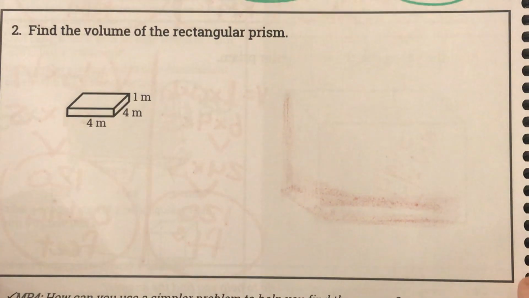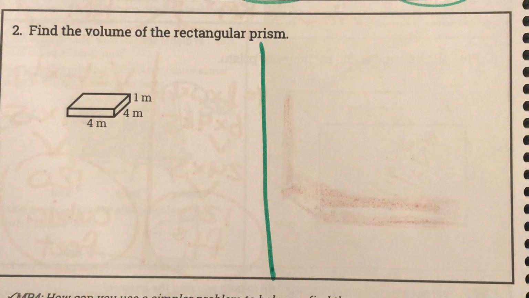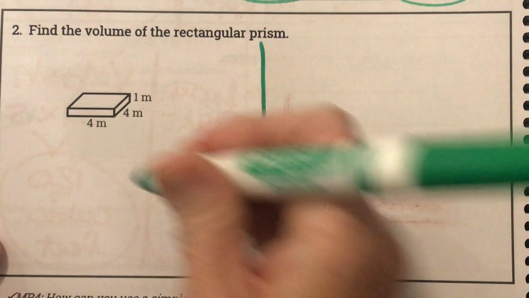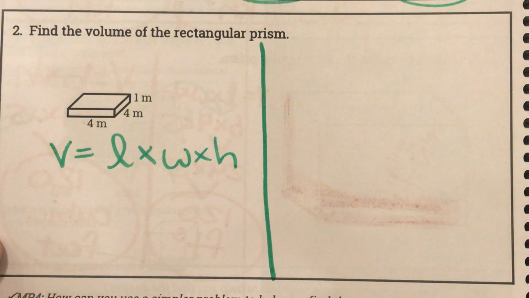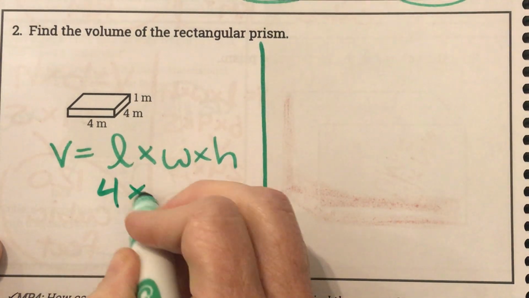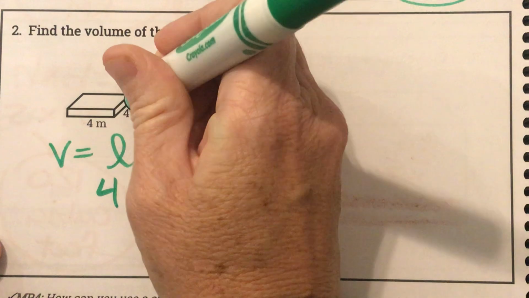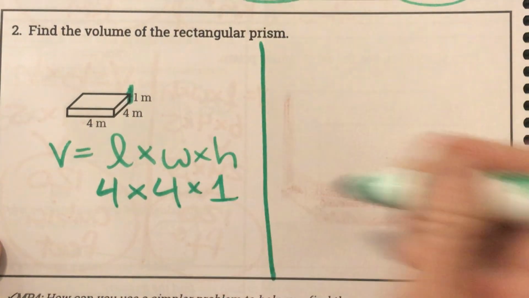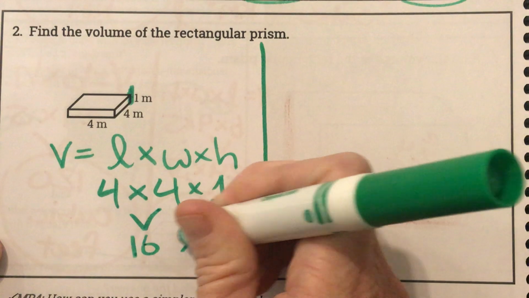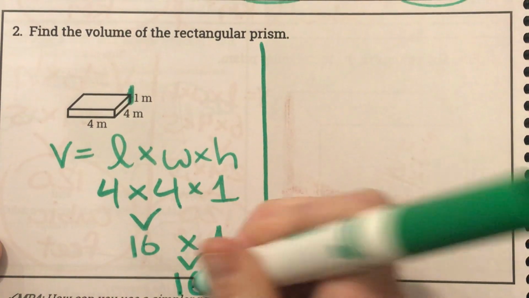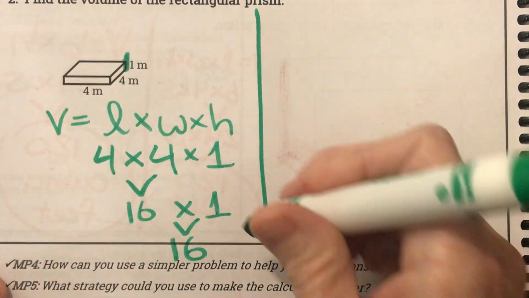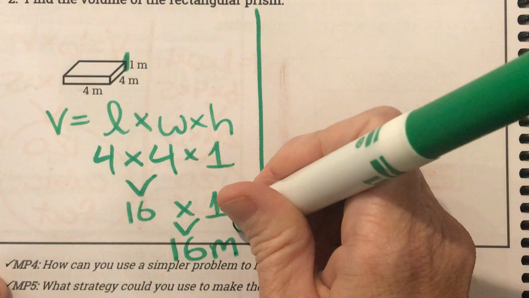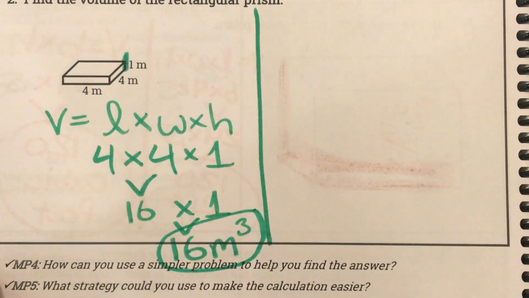Okay, let's look at our next one and split it for our two formulas. Find the volume of the rectangular prism. So let's start with length times width times height. So this one, it looks like my length is 4, my width is 4, and my straight up and down height is 1. So I'm getting 16 times 1, which is 16. My measurement is M. M stands for meters, and it's meters cubed.